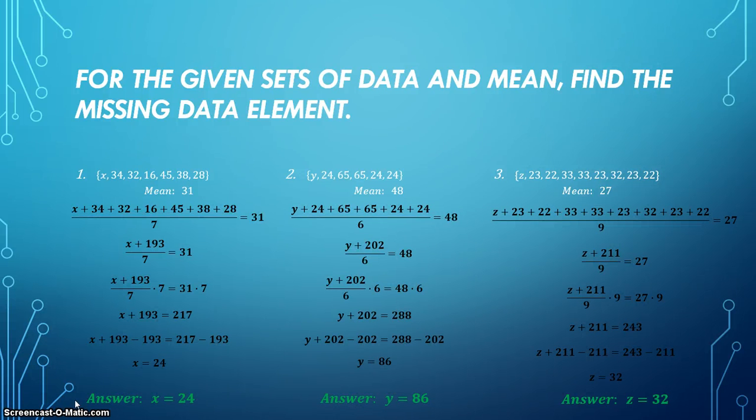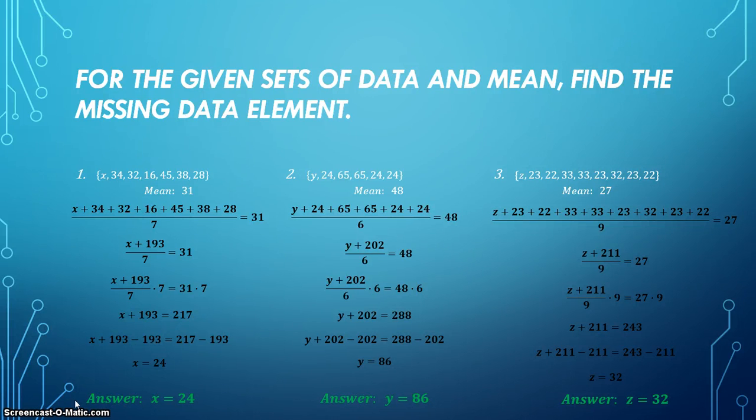First thing I do is I set up the equation for mean for each and every one. Notice the first one is the sum of everything divided by 7 equals 31. Number 2 is the sum of everything divided by 6 equals 48. And number 3 is the sum of everything in the set divided by 9 equals 27. From there I add up everything I can, and that's how I end up with x plus 139 over 7 equals 31 for number 1. Number 2, I end up with y plus 202 over 6 equals 48. And number 3, I end up with z plus 211 over 9 equals 27.